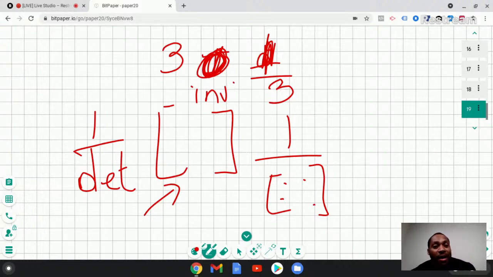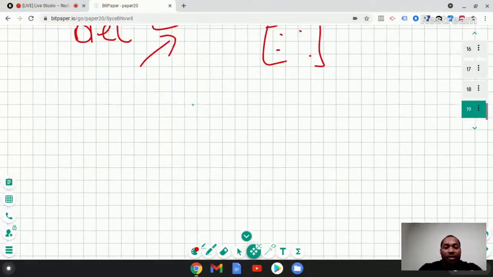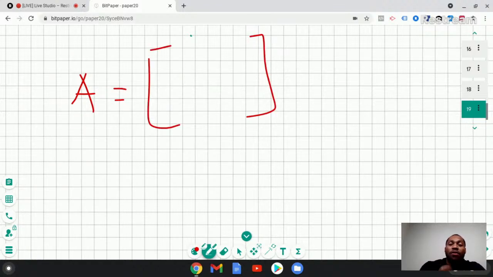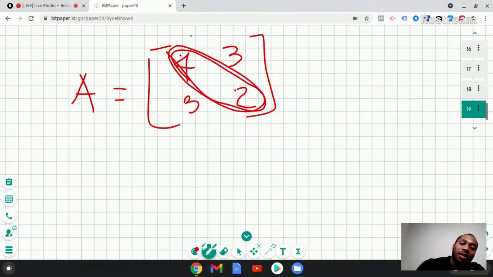Now, how do we find the determinant of this matrix? If you guys have probably seen this before, let's say I have this matrix A here. If I want the determinant of the matrix A, so it's 4, 3, 3, 2, all I have to do is multiply the elements in the principal diagonal, the first diagonal, minus this times this.